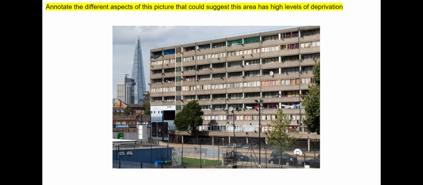Like here we've got an image from an estate in Bermondsey. So Bermondsey is somewhere in the inner city residential area. We can see the Shard in the background. So it's the south of the river. What I'd like you to do is try to annotate on some of those different ideas to suggest why this area might have higher levels of deprivation. Okay, so what in this image leads us to believe this may be considered a deprived area?